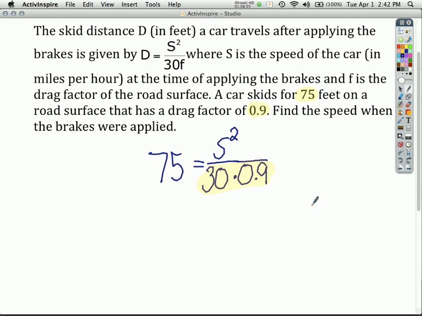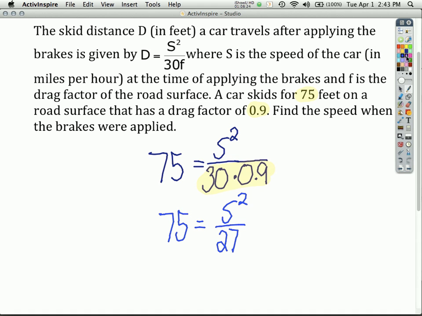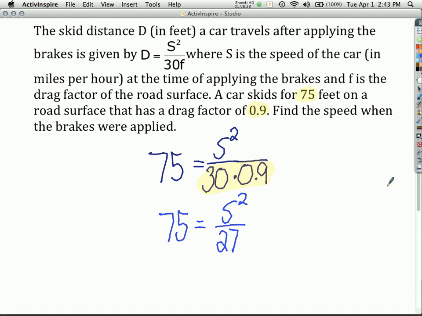So what do we get when we simplify 30 times 0.9? Valerie? Very good. So here's where we're at. 75 equals s squared over 27. How do we get s squared by itself? Edgar? Sure? Okay, Nathaniel? Okay. 27 over s squared.